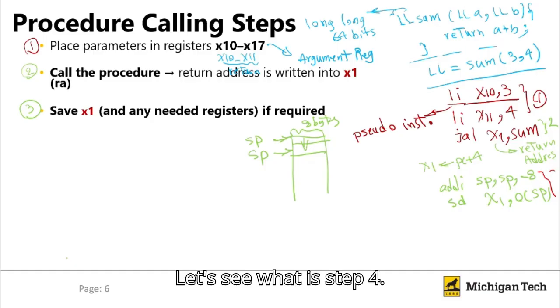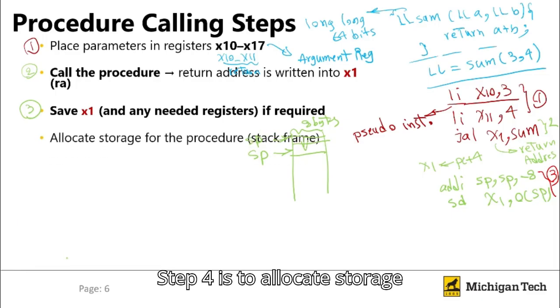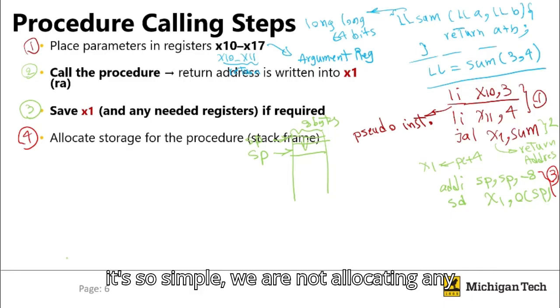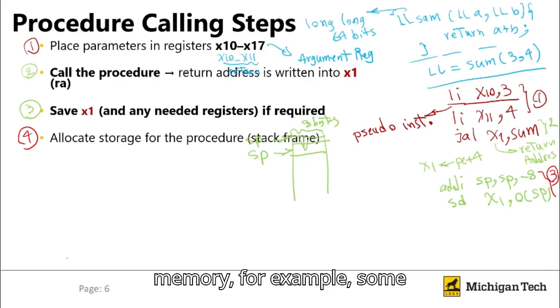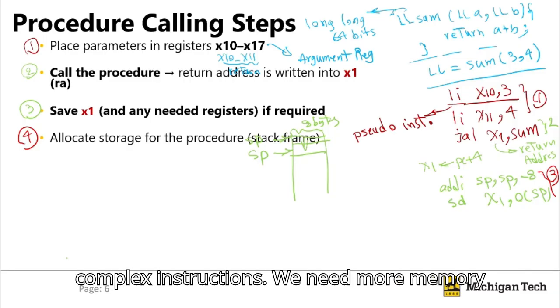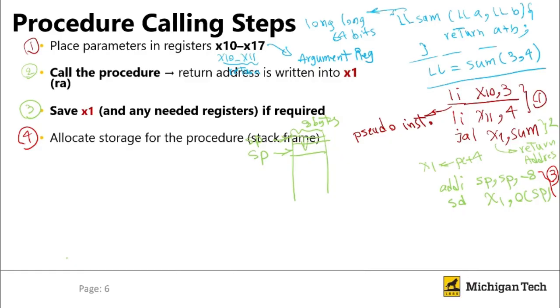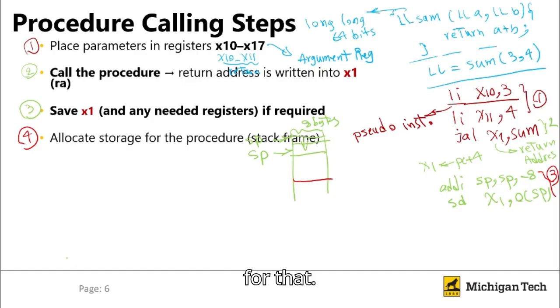Let's see what step 4 is. Step 4 is to allocate storage for the procedure. Maybe in this procedure, because it's so simple, we are not allocating any memory. But if we want to allocate memory, for example some load, instead of just add, we had some complex instructions. We need more memory for those instructions. Again, we need to put some space here for that. So imagine we just put some space for that.